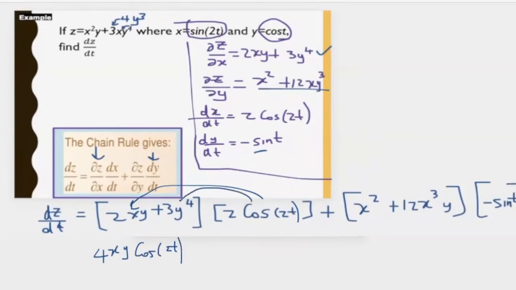2 cos 2t times 3y to the 4th. That gives me 6y to the 4th cos 2t.